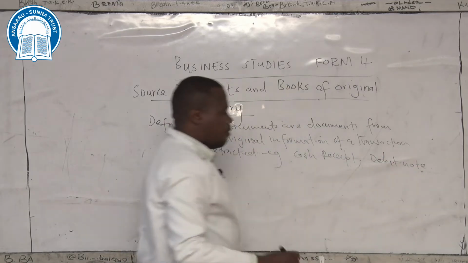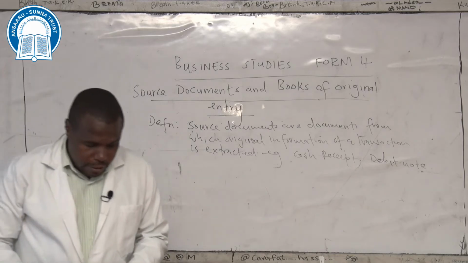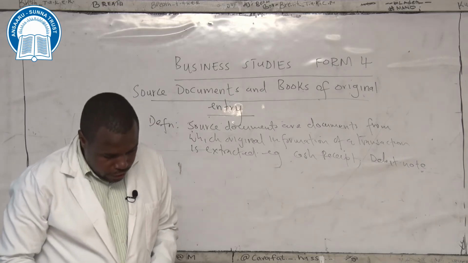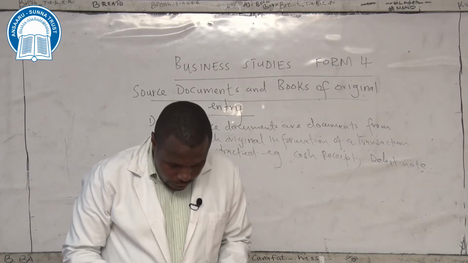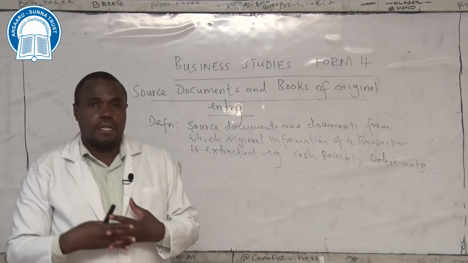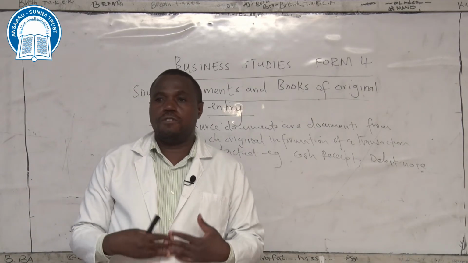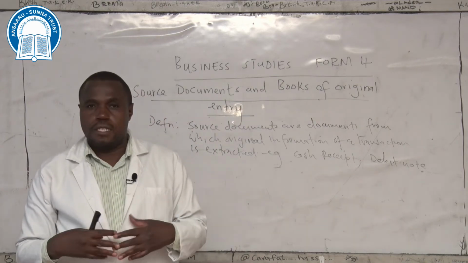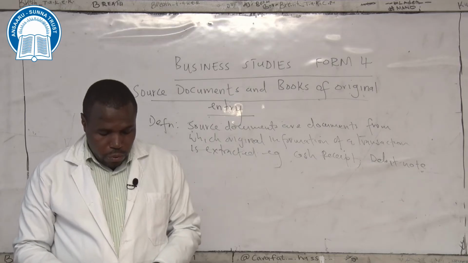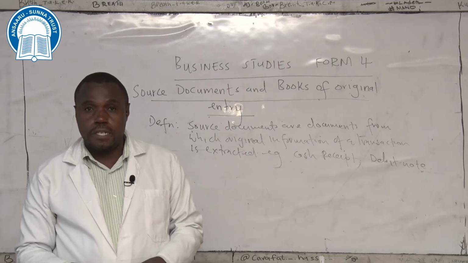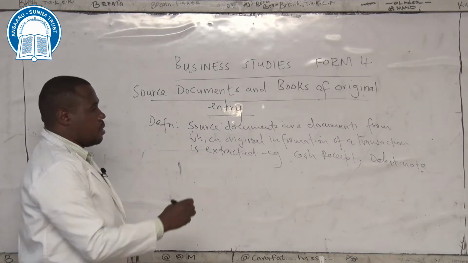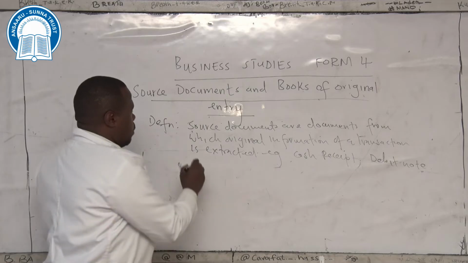A debit note is provided by the supplier in case the supplier wants to correct an undercharge. That means maybe some goods were supplied, but maybe they have not been paid for, or there is a miscalculation and therefore there is an undercharge. So a debit note will be provided by the supplier to correct an undercharge. The other source document that we can talk about apart from debit note, we have a credit note.